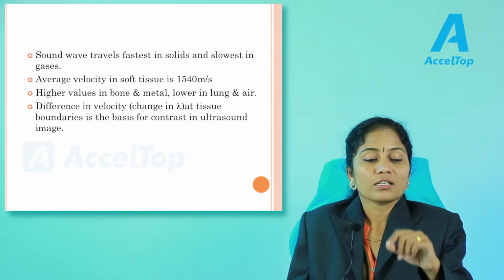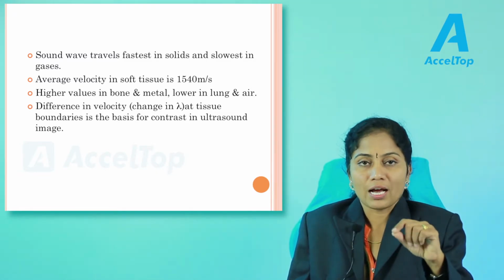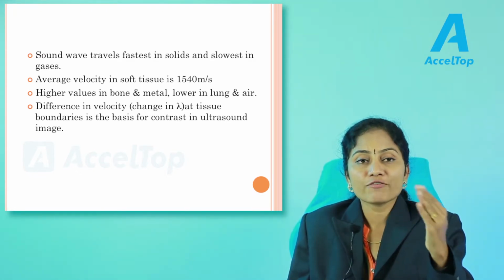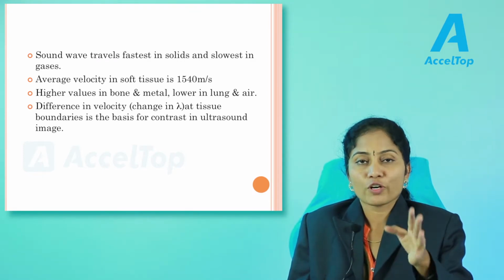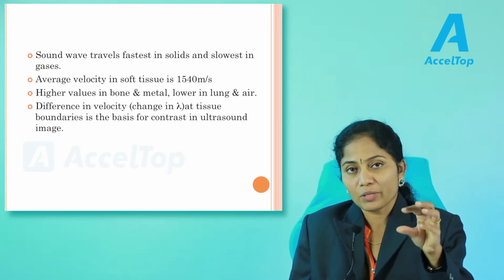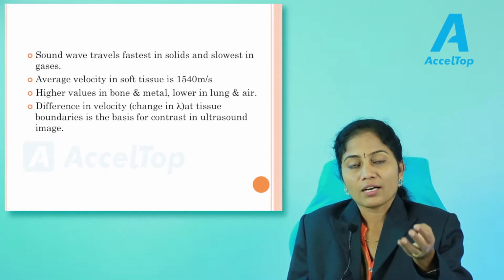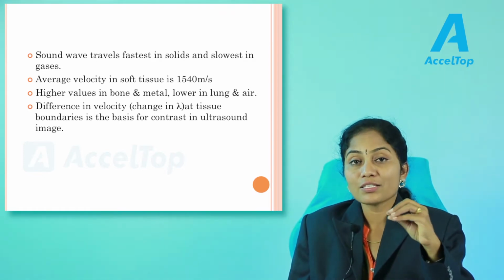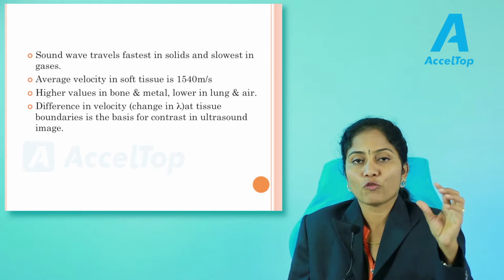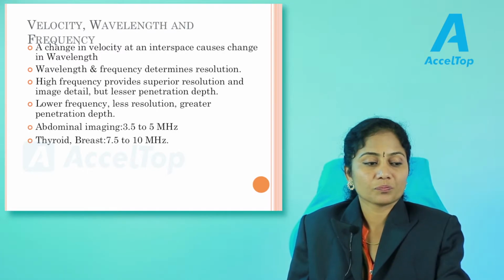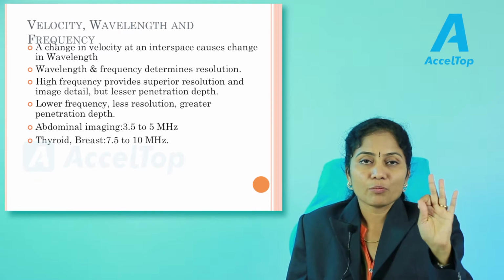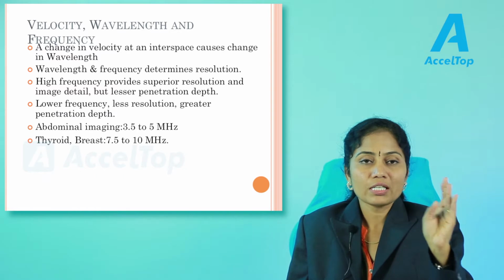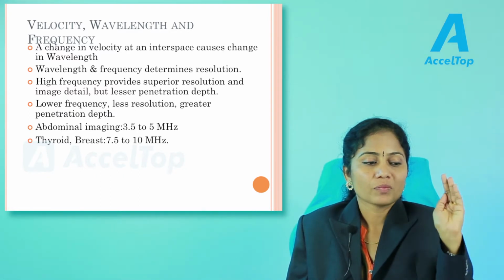The difference in velocity at the tissue boundaries is the basis for the contrast that we see in an ultrasound image, because of the difference in density between two structures. For example, there may be a stone inside the gallbladder. The gallbladder contains bile and there is a stone, so there is a difference in density between the bile and the stone, and this difference plays an important role in forming the ultrasound image. So the 3 important things that you should keep in mind are velocity, wavelength and frequency.